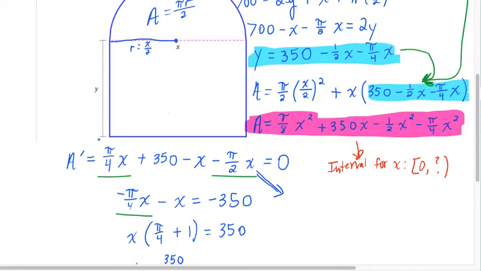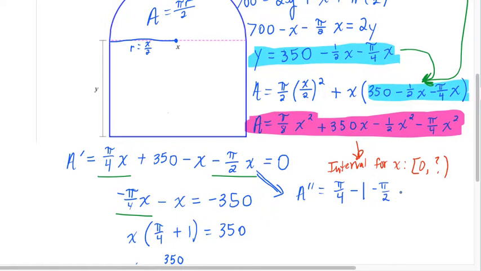Where's my, oh, here's A. That's what I'm going to differentiate. So the derivative of pi over 4x is pi over 4. Derivative of 350 is 0. Derivative of negative x is negative 1. Derivative of negative pi over 2x is negative pi over 2.